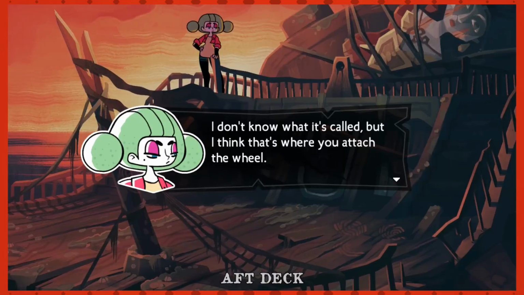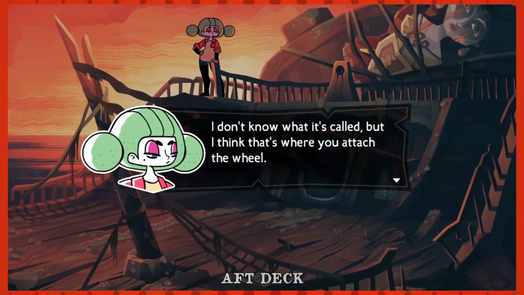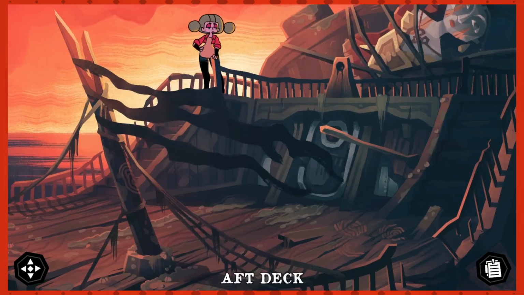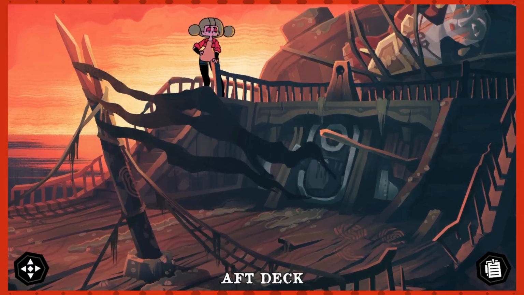I don't know what it's called, but I think that's where you attach the wheel. The ship's wheel? Yeah. Well, the top here has been built to look like a proper ship.